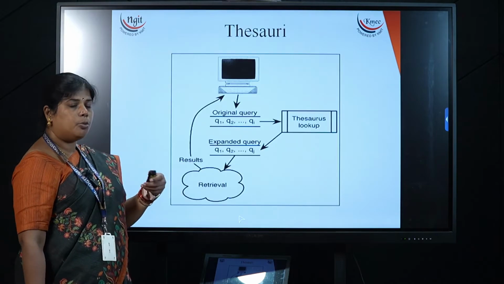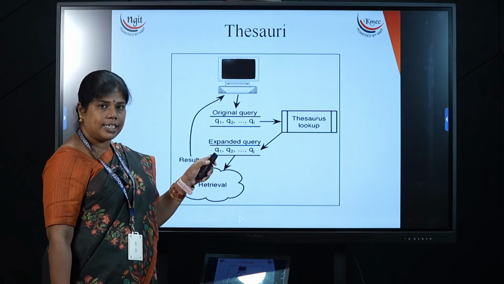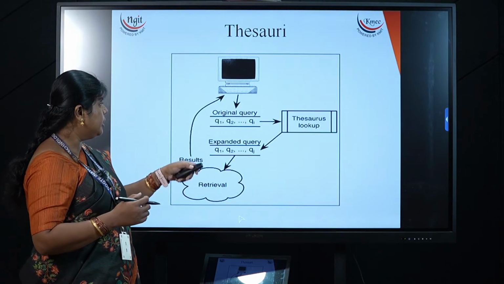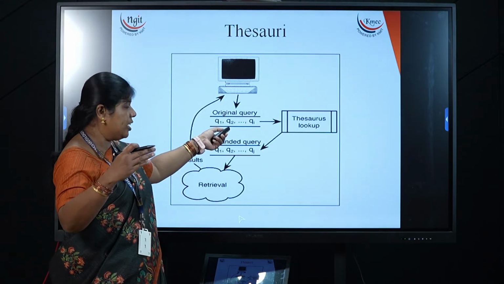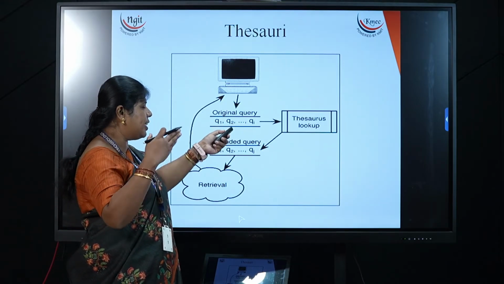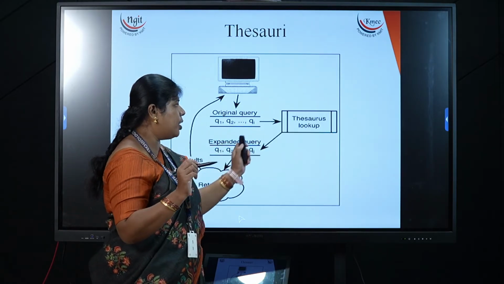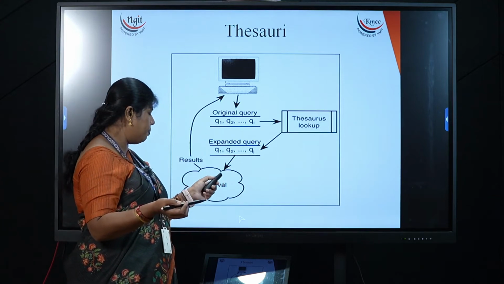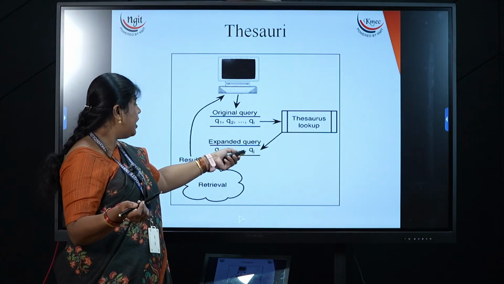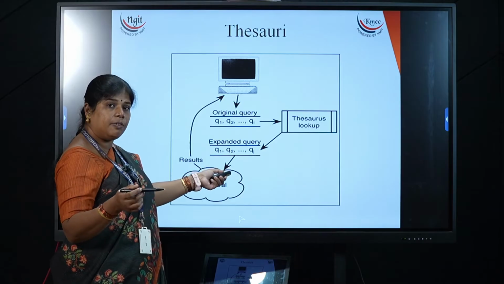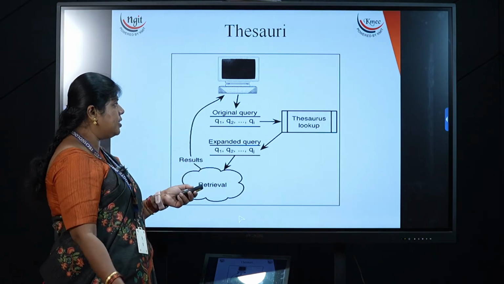Now let us move to the last point of the unit, that is the thesaurus. We have already seen in term clustering what the thesaurus means. Now the original query is posted by the user. In the original query, whatever the terms are, they are divided as Q1 to Qi. Then in my corpus or collection, I will perform a lookup, which is known as a thesaurus lookup. I will find synonyms for each of these terms, and if any document contains not the exact word but a synonym, then also that document is retrieved as a result.